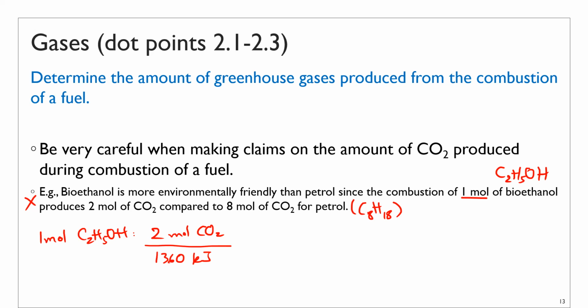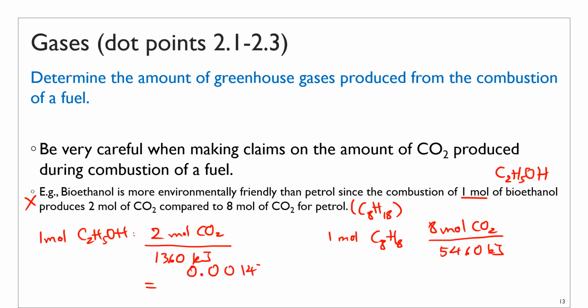And then you look at 1 mole of octane. Do we even have octane in here? Yes. You have 8 mole of CO2 and 5,460 kilojoules of energy. So 0.00147 mole of CO2 is released per kilojoules of energy that you get from ethanol.